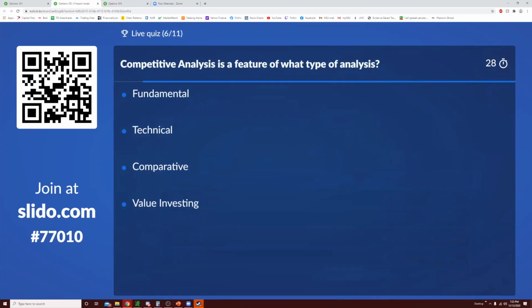Competitive analysis is a feature of what type of analysis? Fundamental, technical, comparative, value investing. Competitive analysis.